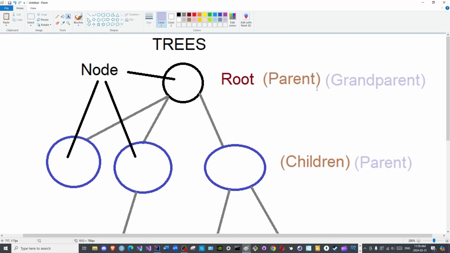So now we know the structure of a tree. Then we need to learn certain vernacular regarding trees so that we understand how trees are formed when we actually design a tree. Oh, sorry, I have to take this. I will be right back.